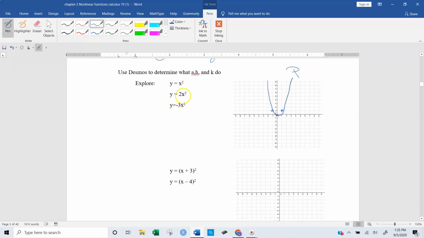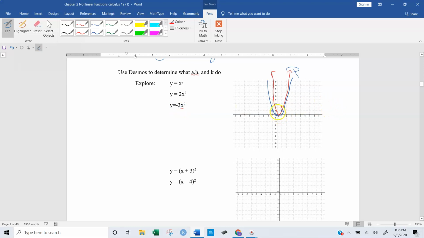Now, type in 2x squared. You should notice that instead of going up 1 over 1, it now goes up 2 over 1. Just on the very first one. It would take the 4 here and multiply it by 2 and go up to 8 for the next one. So it goes through here and here if you want to graph more than 3 points. It stretches it out.